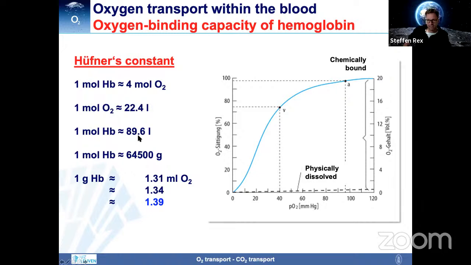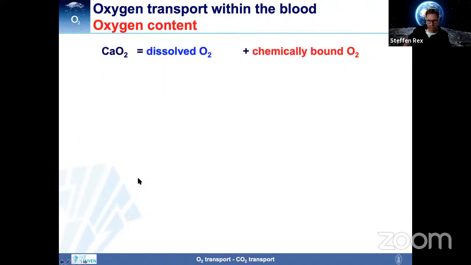89.6 liters, or 89,600 milliliters, by 64,500 grams. And then we end up either at 1.31 or 1.39 milliliters oxygen. So 1 gram hemoglobin binds this amount of oxygen. There are some differences in the different textbooks, because there's never a situation in the body where all hemoglobin molecules bind 4 oxygen molecules, because this is not possible.